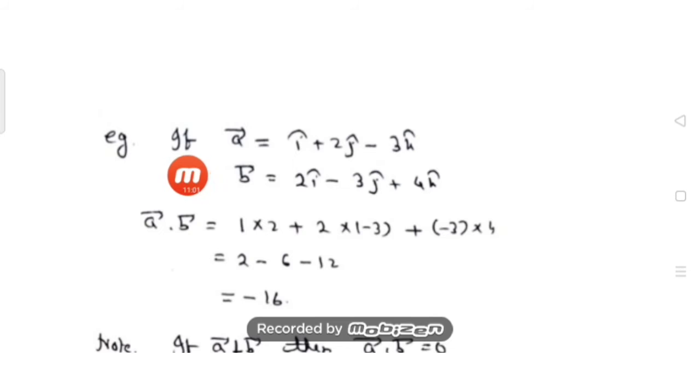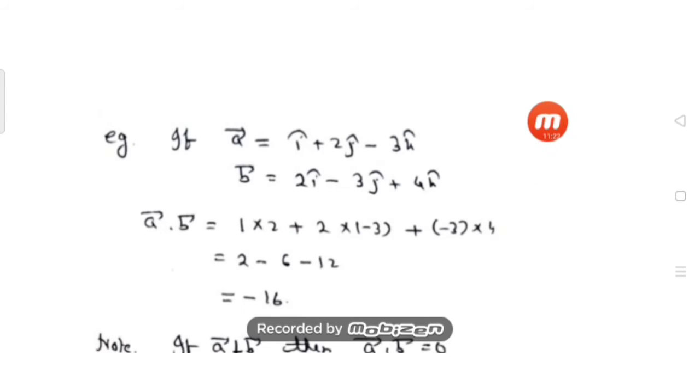For that purpose, I have considered a vector a bar in component form, which is i cap plus 2j cap minus 3k cap, and b bar also in component form, 2i cap minus 3j cap plus 4k cap. You see, if you want to get the dot product, you don't have to proceed through the proof. Simply you can apply the result.